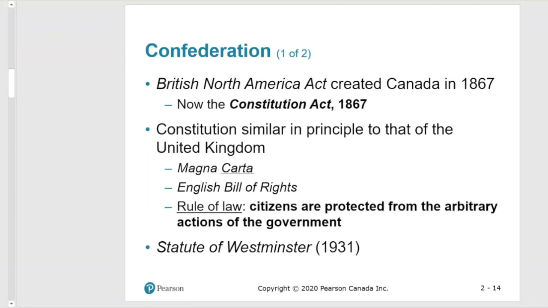So, moving on, we look at the Constitution. And here we learn why Canada is Canada the way it is today. So it is Canada the way it is today because back in 1867, the British passed the British North America Act.